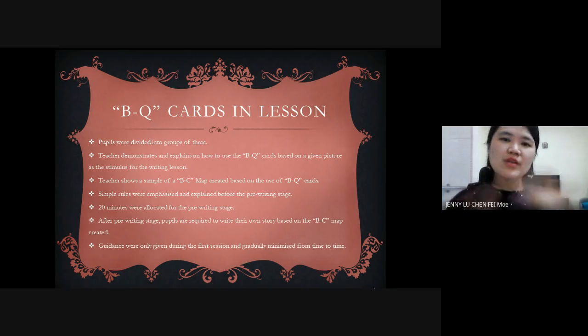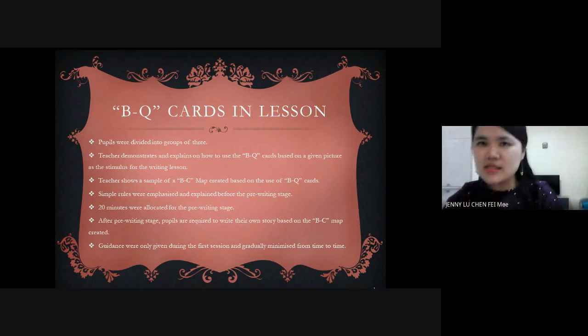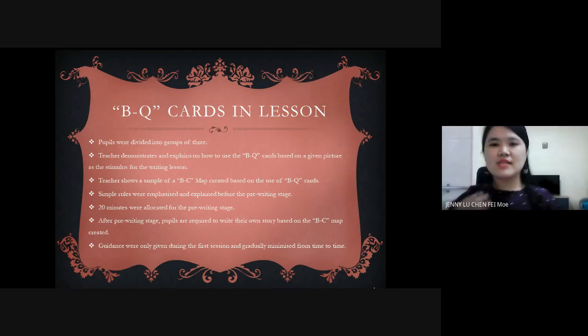So after the brainstorming session, pupils are required to write their own story without any guidance from their peers, and they are only guided by the BC map that they have created together in the earlier stage. Guidance was only given during the first session and gradually minimized from time to time. The guidance here means the teacher's guidance. The teacher will act as a facilitator, and eventually this activity will become a whole pupil-centered activity instead of a teacher-centered activity.